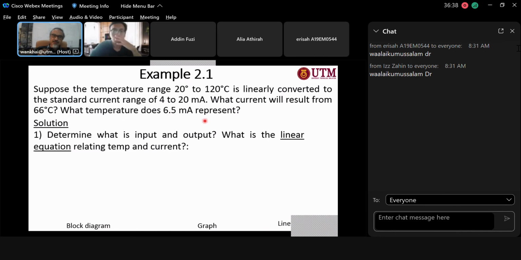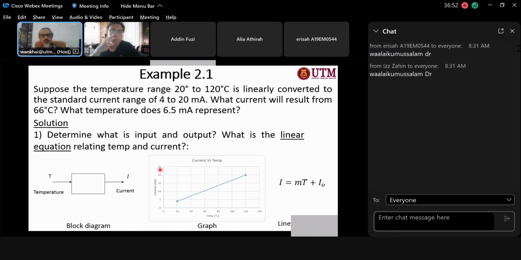What is the temperature? So the solution is to first determine the input and output relationship. What is the linear equation relating the temperature and current? If we look at our block diagram, inside this we want to know what is actually the transfer function, the equations that relate the output to the input.